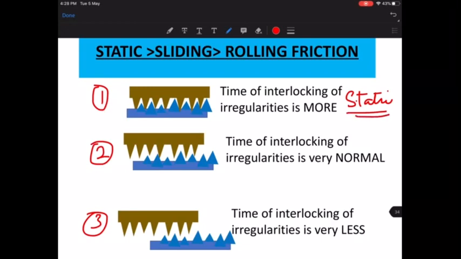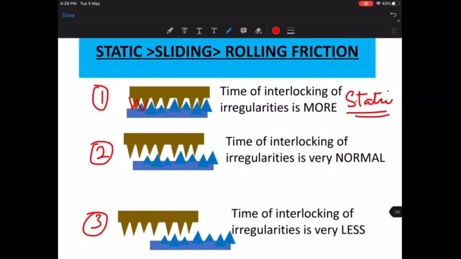The interlockings are perfectly interlocked into each other. Okay, how are the interlockings? They are perfectly interlocked into each other. They are not moving right now. To move it, we have to apply some force. Fine. Next, look at this.